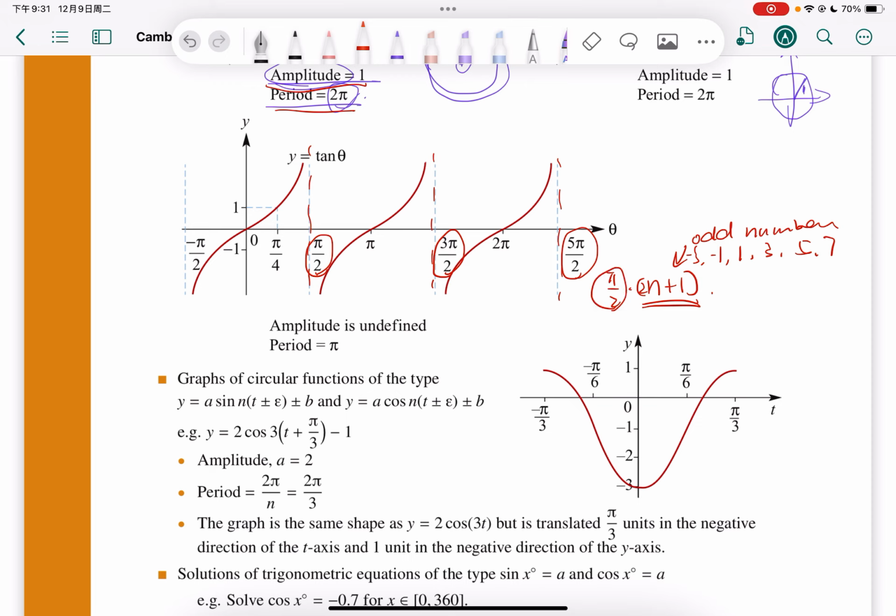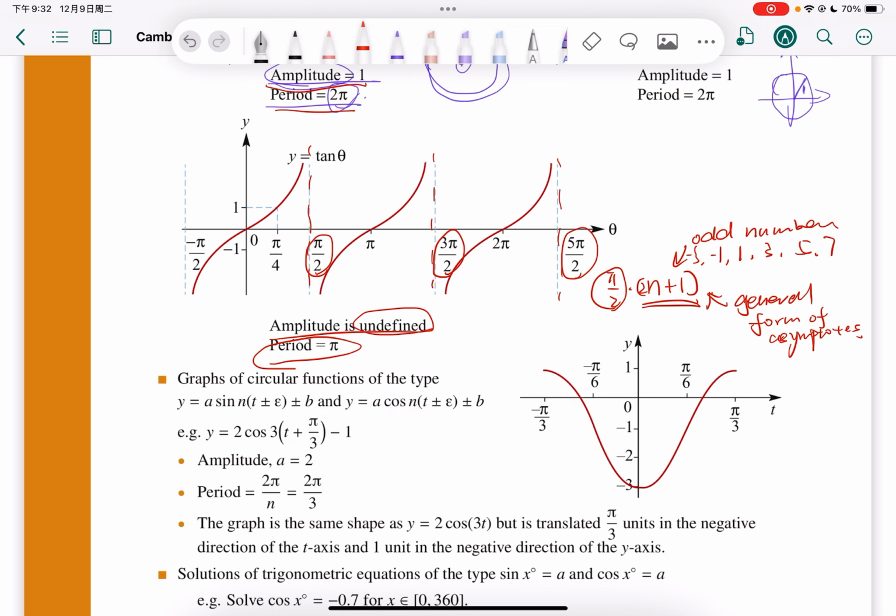And this is actually a general form of asymptotes of all the tangent graph. The amplitude is undefined, so there's no amplitude for this graph, and the period is 2 pi.